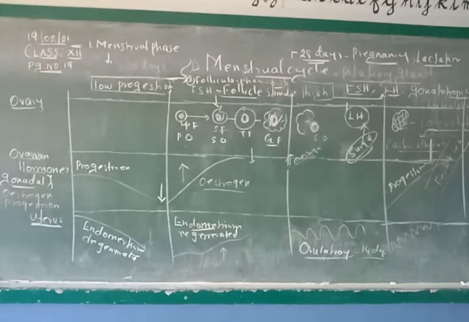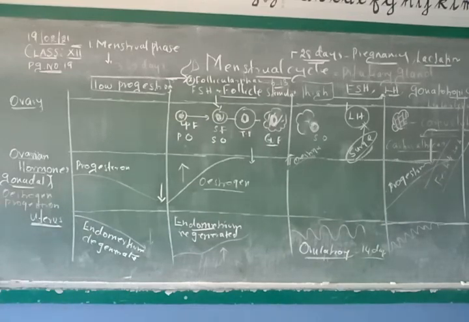Before that, I will just revise once again. Listen. We studied about the menstrual cycle. In the menstrual cycle, changes take place in 3 areas. Number 1, uterus. It happens in the endometrium. What happened to the endometrium? Regeneration or degeneration?